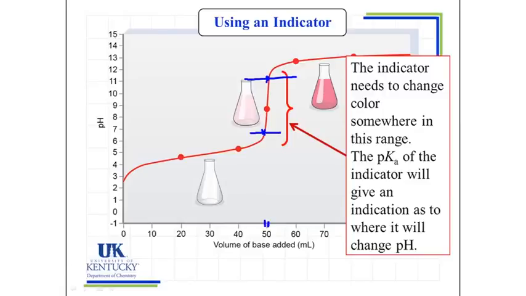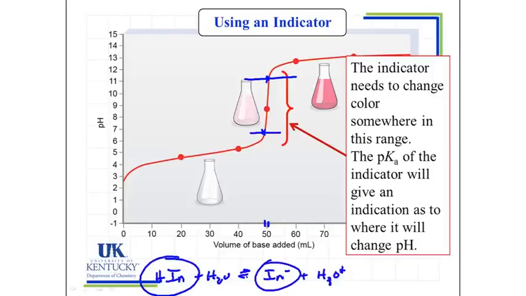Now let's think about why the pKa would do that. If you've got the reaction of the indicator, and I'll write it down here, in which you have got a significant amount of both the HIn over here and the In minus, well, you've got a weak acid and its conjugate base, and you have a buffer. So the Henderson-Hasselbalch equation would apply.